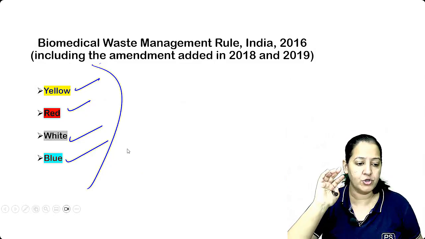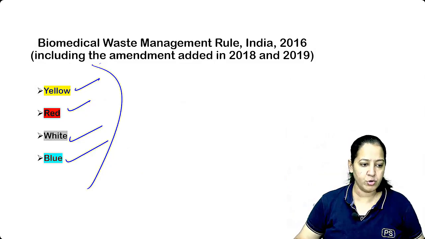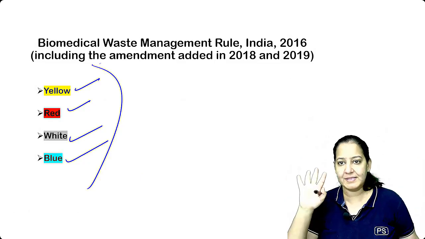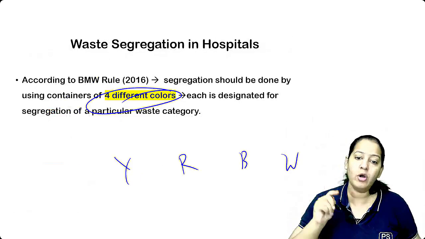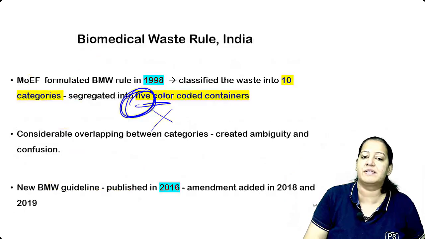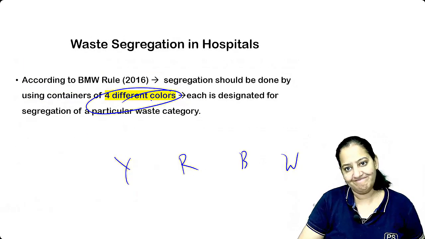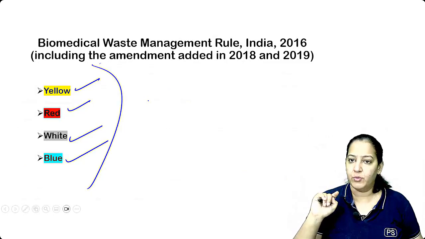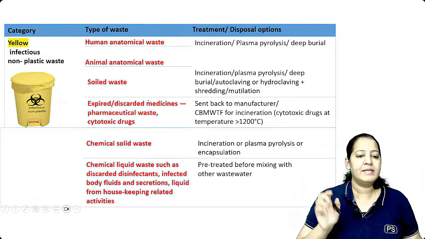So all the things you should know, one by one, where to throw it. Got it? Can I start? The 4 dustbins. This is the new guideline. In the old guideline, we were having 5 dustbins, but now we have only 4. We have only 4 dustbins, 4 color coding: yellow, red, white, and blue. Can I start? Let's start with yellow.